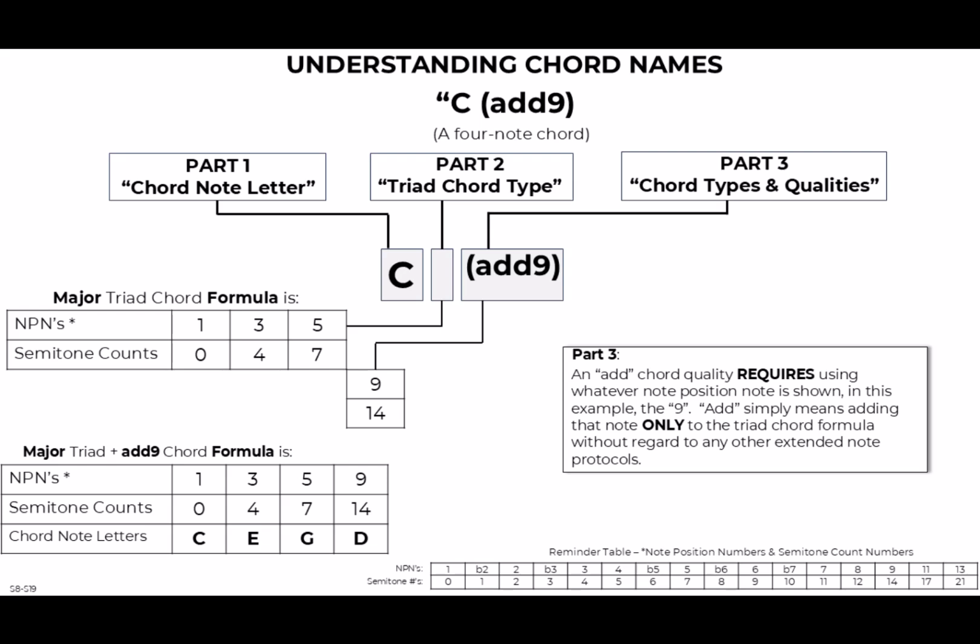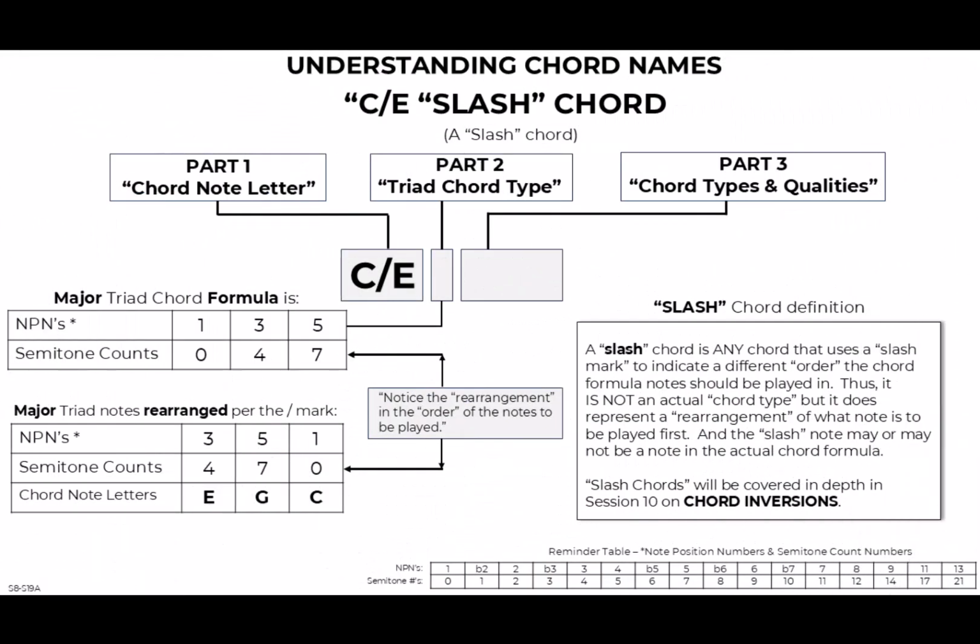Thus, in this example, a C add 9 chord is formed with the notes C, E, G, and D, no matter what octave I play them in, and no exceptions as they never change. Again, it's that simple. So now you know about C and you know specifically about add chords. So let's look at what we call a slash chord. In this example, I'm using a C/E.